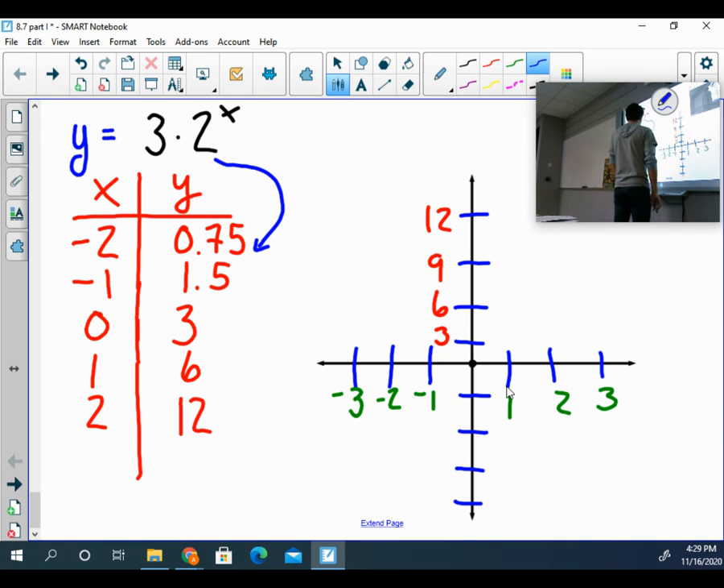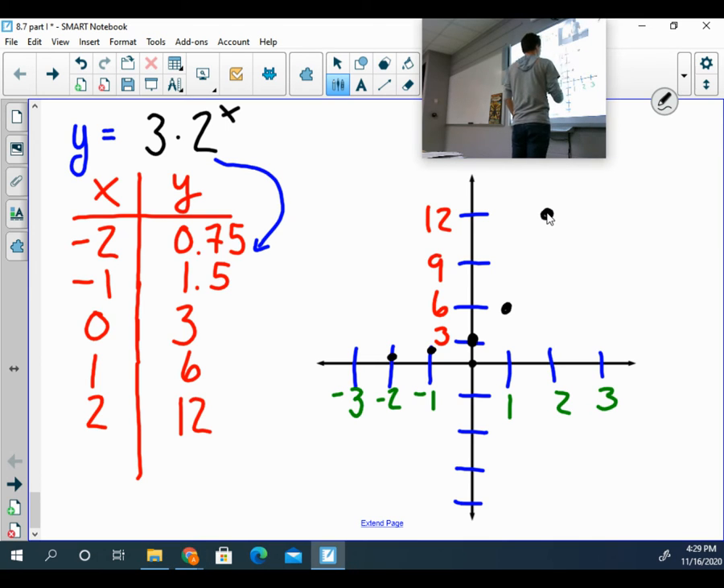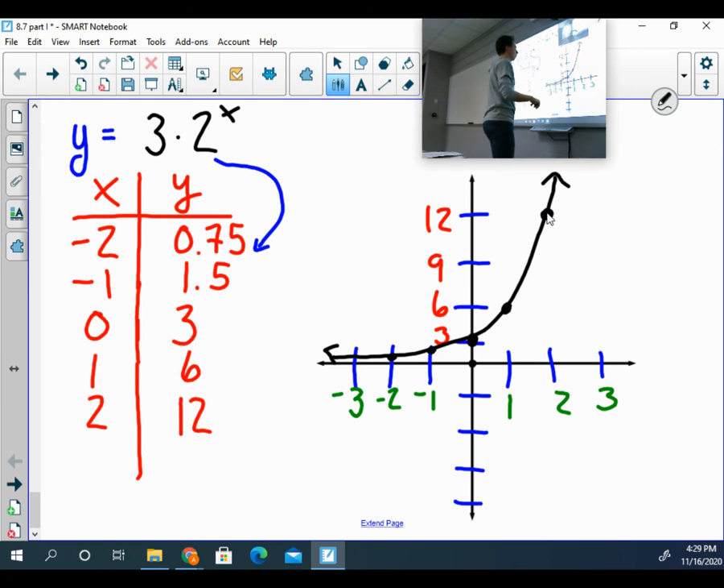At -2, I'm at 0.75, so a pretty small value here, pretty close to the x-axis. At -1, I get up to 1.5, not quite to 3, but about halfway there. At 0, I'm at 3 on the dot. At 1, I'm at 6. At 2, I am at 12. We connect them. We should get a curve looking something like this.